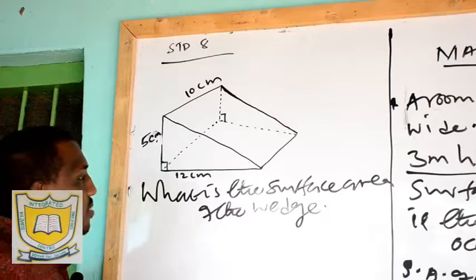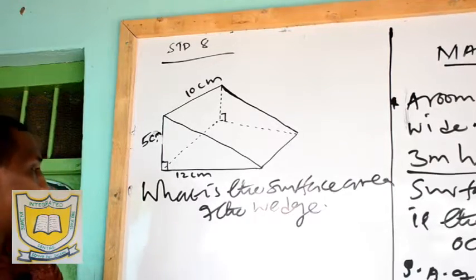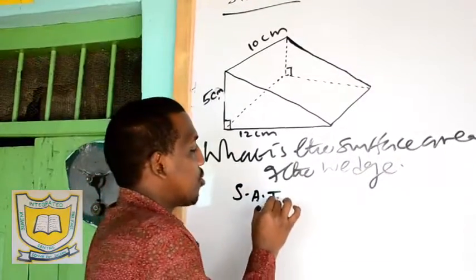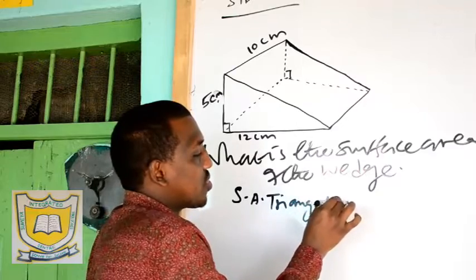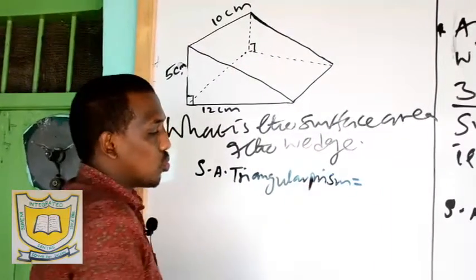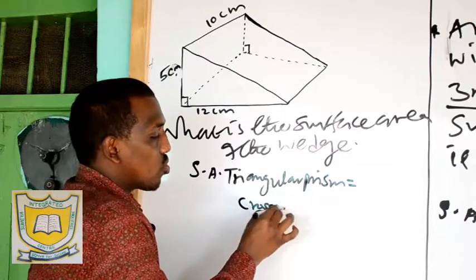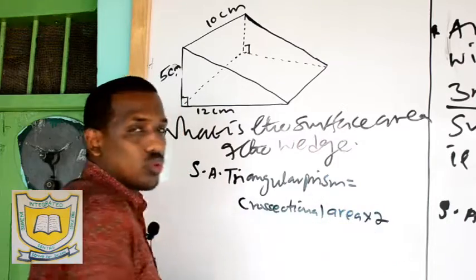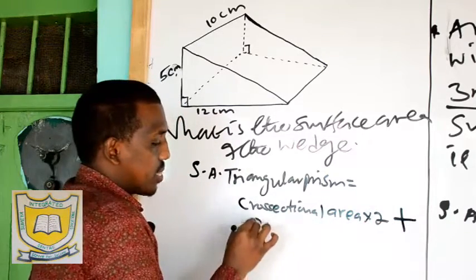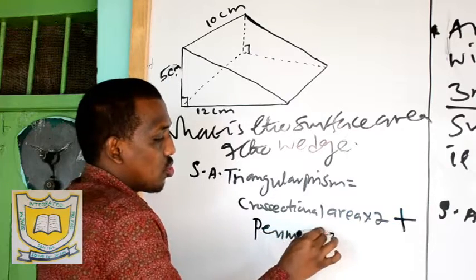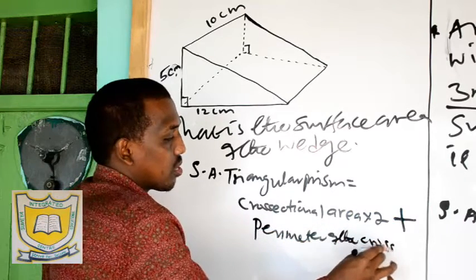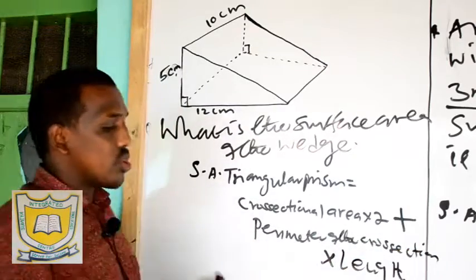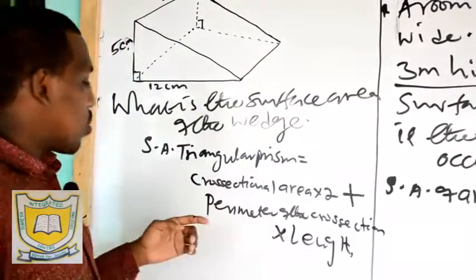To get the surface area, the formula for the surface area of a triangular prism is equal to cross-sectional area times 2 plus the perimeter of the cross-section times length. That's how we get the surface area of a triangular prism.